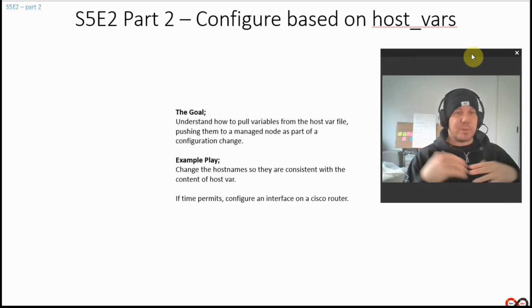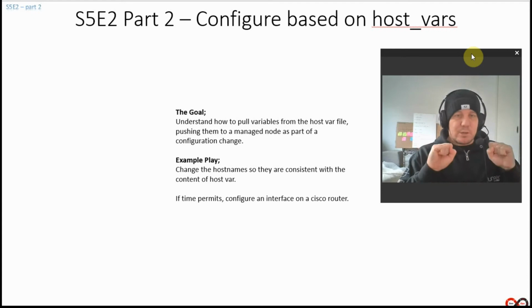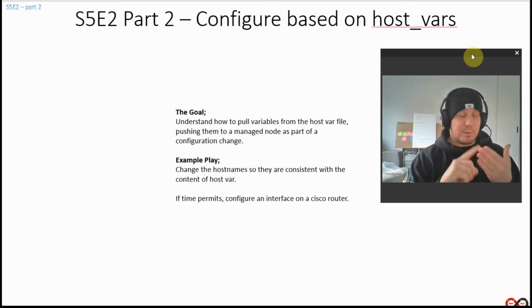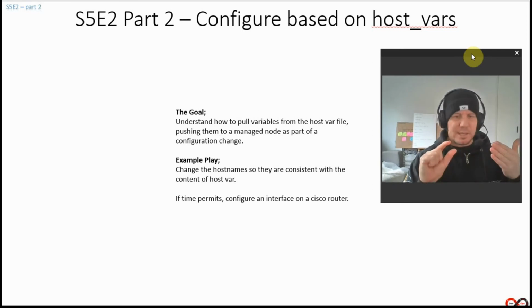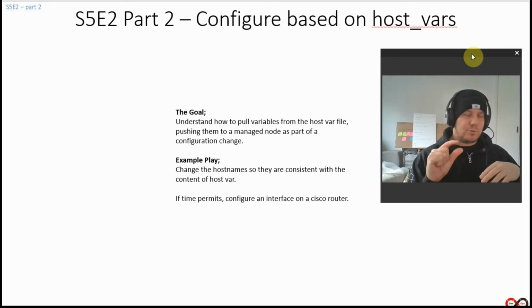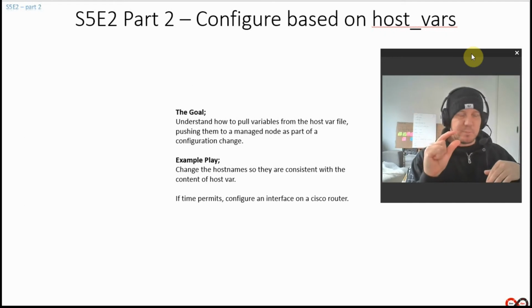So the goal today: understand how we pull a variable from the host var file, which I hope you remember a bit about. And we're going to take this variable and push it to the node as part of the ios_config argument. The example we're going to use here and now is to set the hostname of the router, in the running config, to a specific variable.